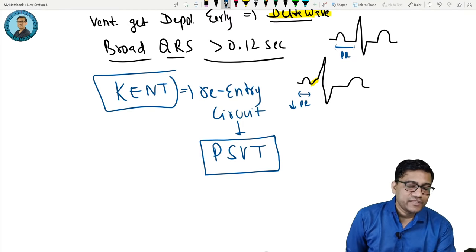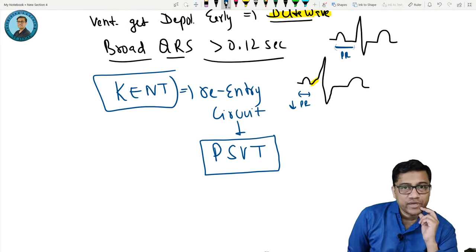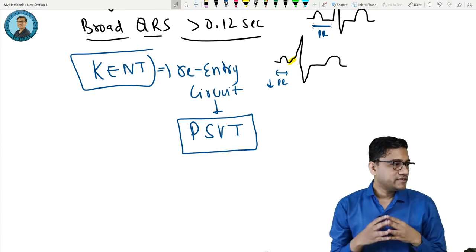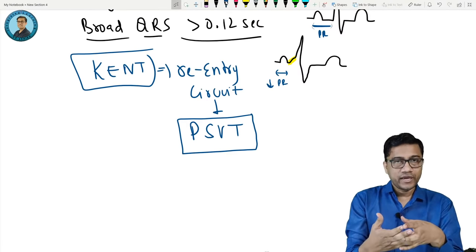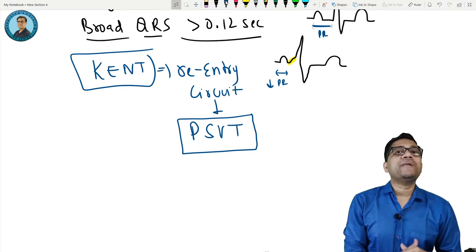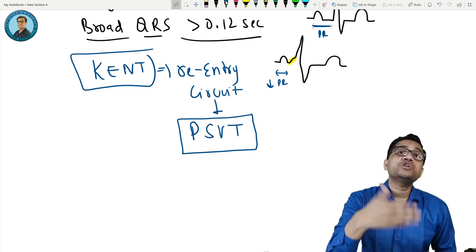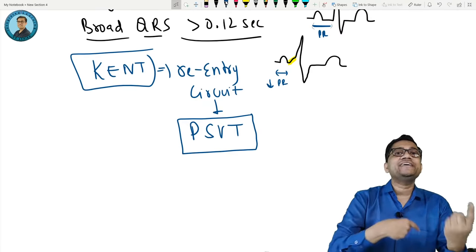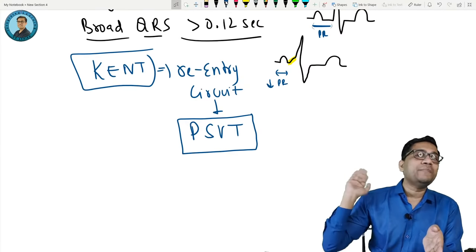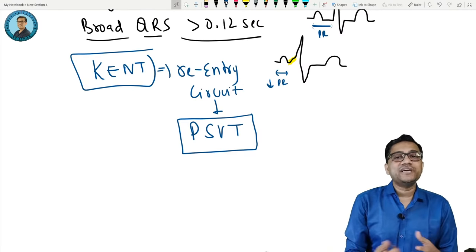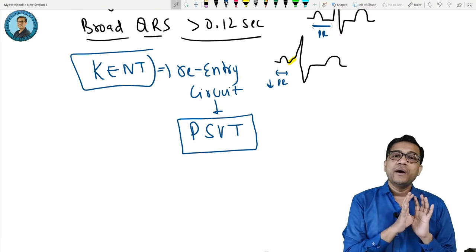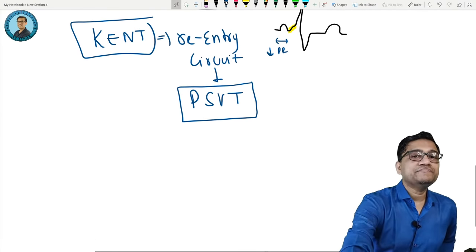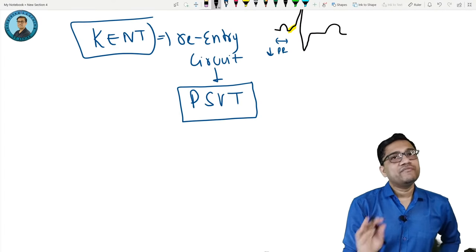Now if there is PSVT, why is it so risky? Understand? Listen, I tell you something, and you reply back, then I am excited, I will reply back, and now we keep on exciting each other. So if an impulse can go back into the pathway, it can cause multiple activation, and that can create a tachycardia called paroxysmal supraventricular tachycardia. And remember one thing, it is a type of tachycardia.